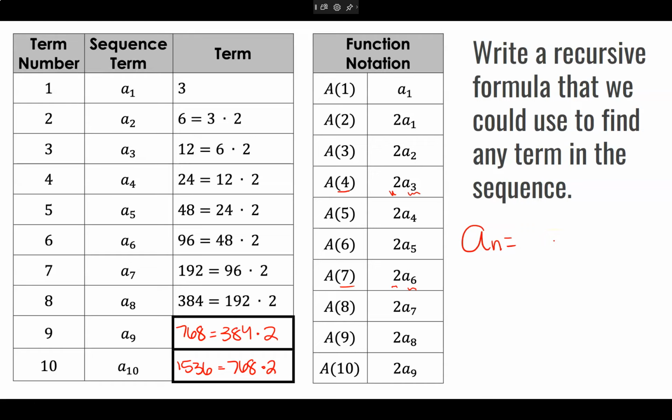It is a different term. What is it though? For my 4th term, I used A3. For my 7th term, I used A6. For my 10th term, I used A9. It's the n minus 1. We use our previous term, and we're going to multiply it by the ratio. So for this particular sequence, they did the previous term times 2.